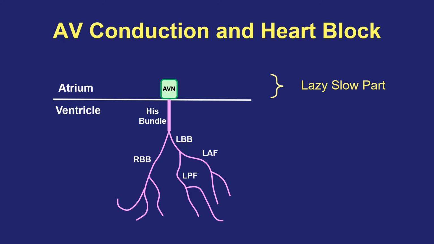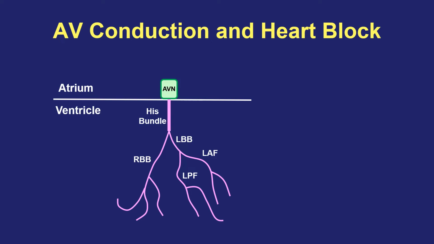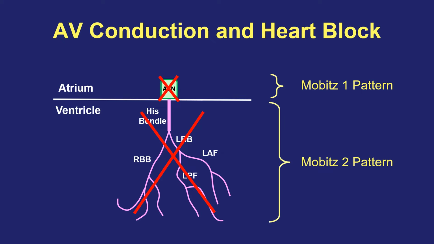The AV node you can think of as the lazy, slow part of AV conduction, whereas the His-Purkinje system is the lightning-fast part. And in addition, because the His-Purkinje system forms an electrical tree, the purpose of that tree is to get signals everywhere in the bottom chambers, the ventricles, all at once, to create a synchronous electrical stimulation of those chambers, which is reflected on the EKG and telemetry as a narrow QRS. Why do we care? If the AV node fails, that typically gives us a Mobitz 1 pattern. If the His-Purkinje system fails, that typically gives us a Mobitz 2 pattern.